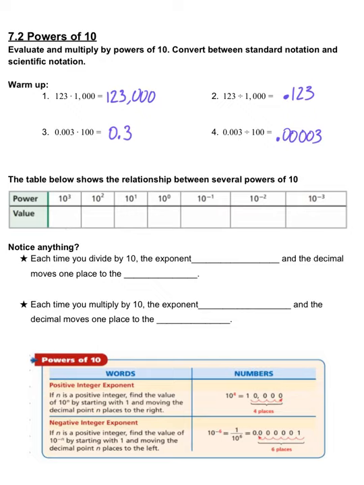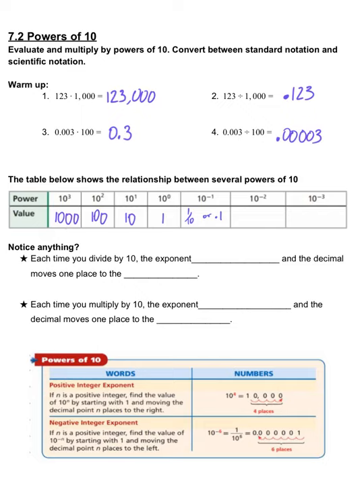Alright, so the table below shows the relationship between several powers of 10. So first we have 10 to the third power. So remember, that's 10 times 10 times 10. So that's 1,000. 10 squared, 10 times 10 is 100. 10 to the first is 10. 10 to the 0th is 1. And now 10 to the negative first, we could say 1 over 10 or 0.1.